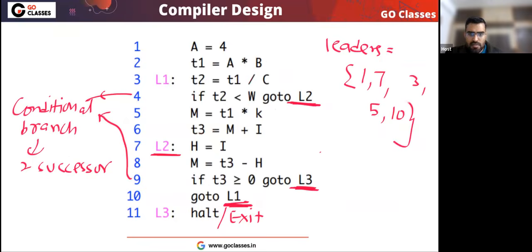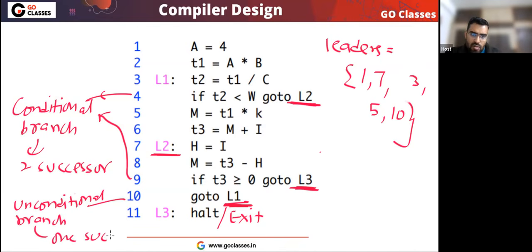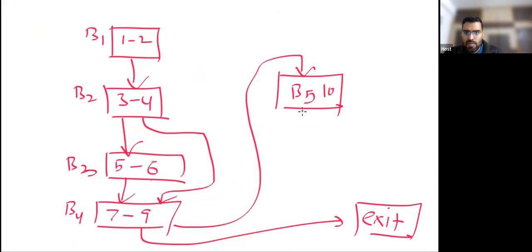And what else? What about this go to L1? Can anyone tell me how many edges will come out from this? This is an unconditional go to, an unconditional branch, so only one successor will be there, and that will be L1, meaning instruction number 3.